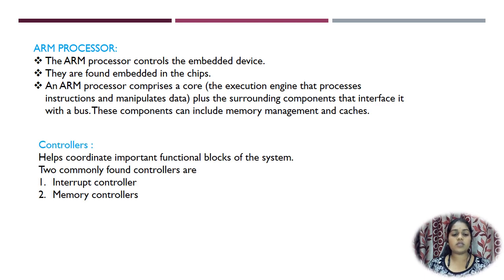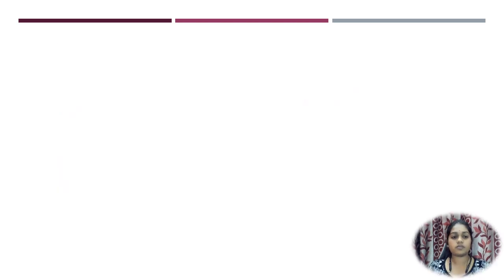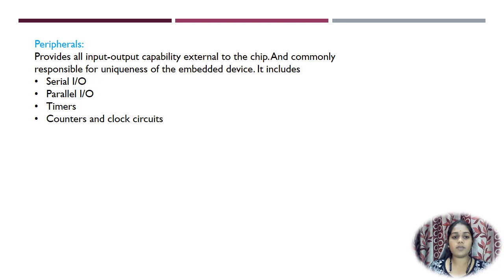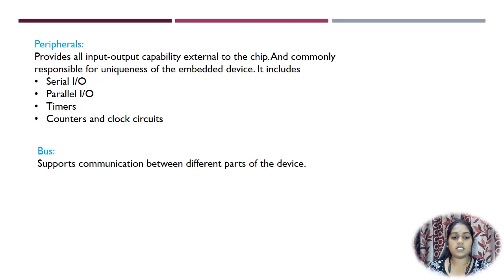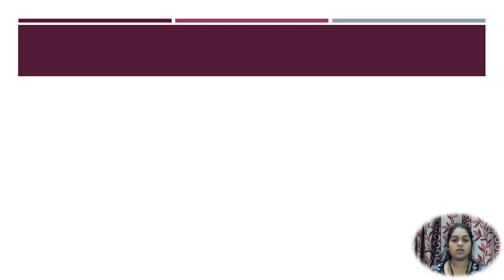Controllers help coordinate important functional blocks of the system. There are two majorly found controllers: interrupt controller and memory controller. Peripherals provide all the input-output capability external to the chip, and peripherals give the embedded device its uniqueness and include serial input-output, parallel input-output, timers, counters, and clock circuits. And the buses, this bus supports communication between the different parts of the device.